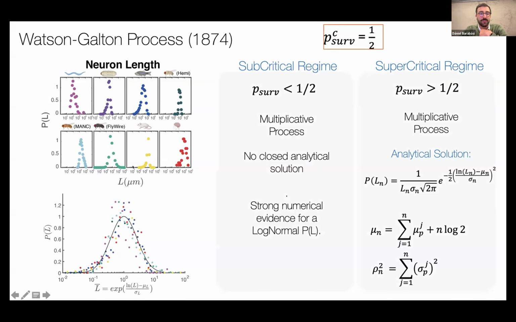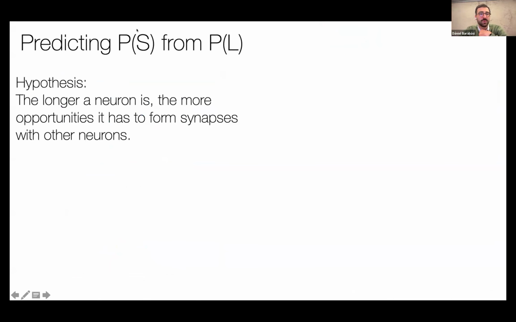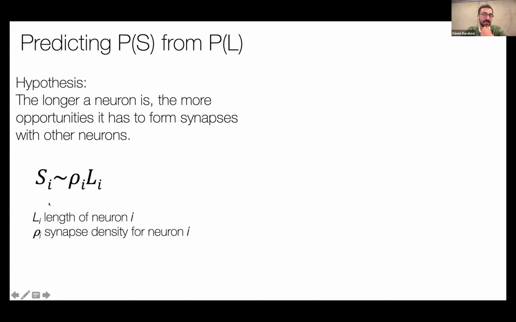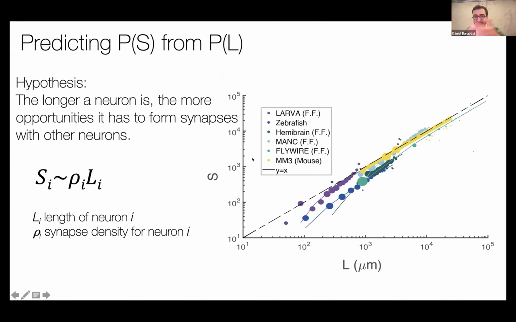Okay, but we got to this point where we have a length distribution that's log normal. And we wanted to predict from the length distribution the number of synapses that neurons have. The basic hypothesis, which is absolutely not a new one, is that the longer a neuron is, the more opportunities it has to form synapses with other neurons. So the number of synapses you have is proportional to the length of the neuron, as well as the density of synapses for that neuron. And this relation seems to hold up across all these different data sets, and we can get these correlation values out in order to understand this.